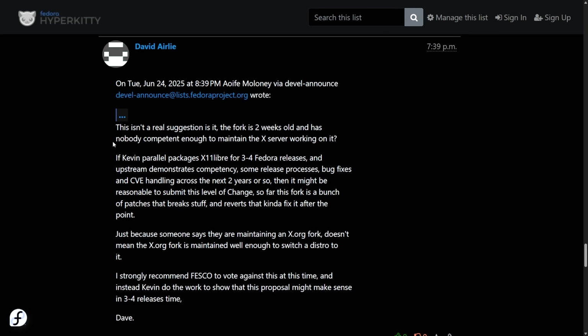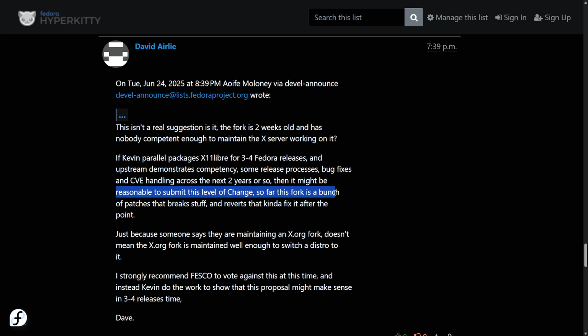And we get into some other thoughts here. This isn't a real suggestion, is it? The fork is 2 weeks old and has nobody competent enough to maintain the X server working on it. If Kevin parallel packages X11Libre for 3 to 4 Fedora releases and upstream demonstrates competency, some release processes, bug fixes, and CVE handling across the next 2 years or so, then it might be reasonable to submit a change.